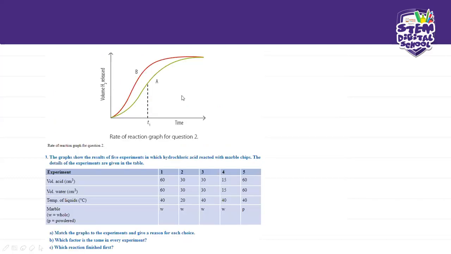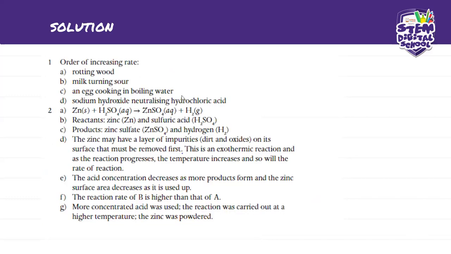So it says here on G, more concentrated acid was used and the reaction was carried out at a higher temperature and the zinc was powdered. So those are possible reasons why this reaction could have been much different than the other one. Maybe in the previous one, the zinc was not powdered. It was a normal solid zinc that was used. But in this case, it was powdered zinc and more concentrated acid was used. As much as they used hydrochloric acid, maybe the concentration of the hydrochloric acid was more than the one on A. And the reaction was carried out at a higher temperature. Because if you use the first experiment, you try and change the conditions around it for it to give you a much faster result. So this is what was done in this reaction. I hope that this makes sense to you guys. Okay.